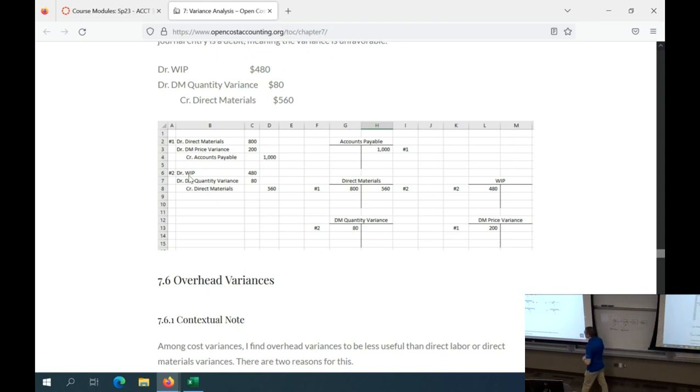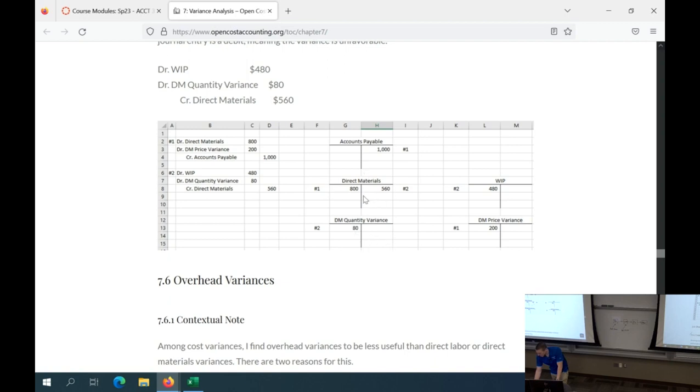And so now we can compare the quasi-budget, which is what direct materials is recorded at, versus the flexible budget or full standard, which is what WIP is recorded at. And so the difference between those two would be the quantity variance. It all fits nicely together.